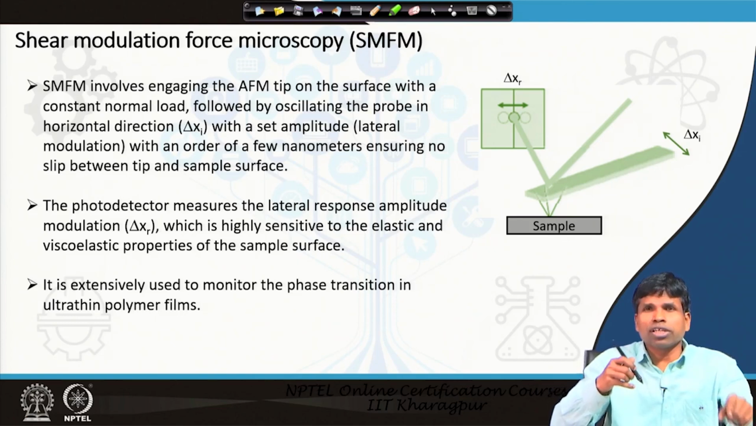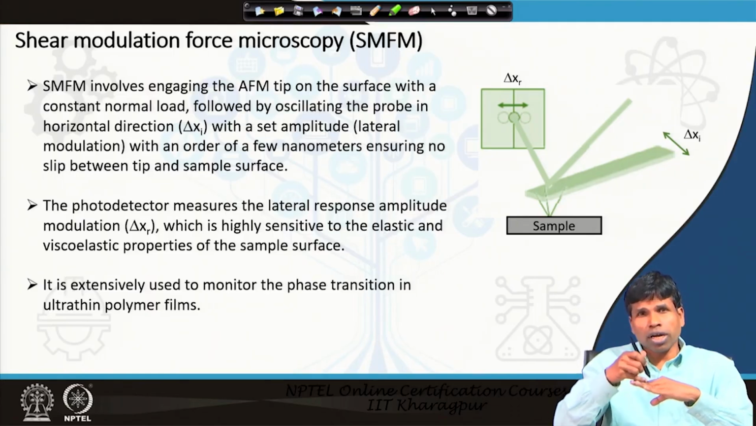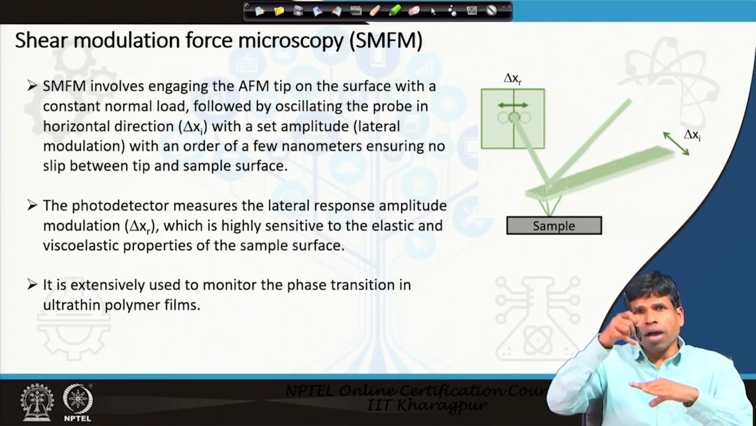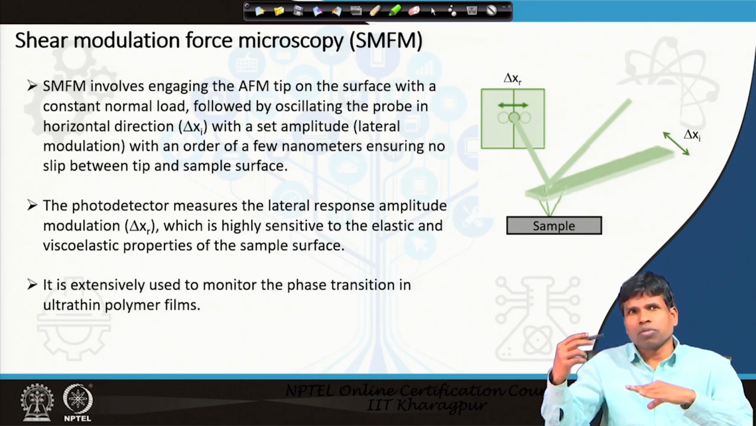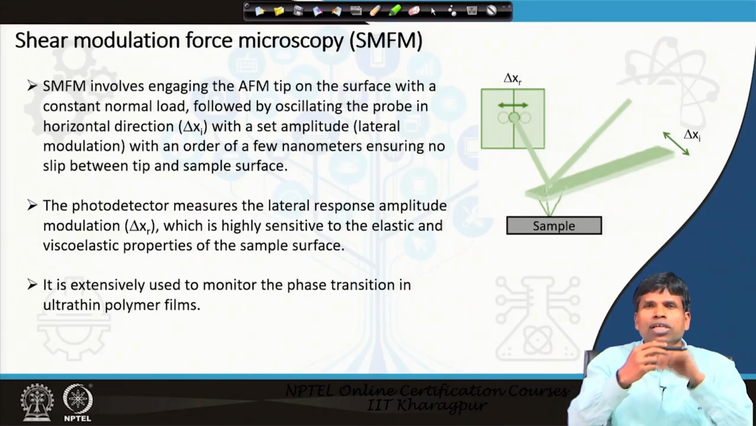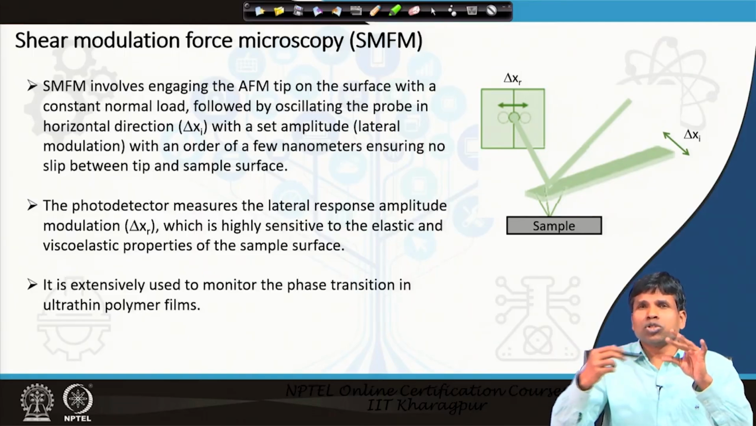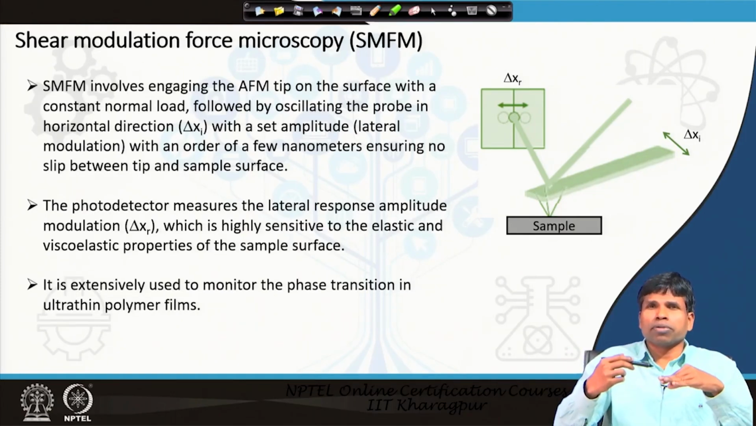So, shear modulation involves engaging the AFM tip on the surface with a constant normal load, followed by oscillating the probe in the horizontal direction. Remember, in the dynamic mode of AFM, we were doing vertical modulation, vertical oscillation. In this way, we see the amplitude change or frequency changes in the dynamic mode or tapping mode of AFM operation.